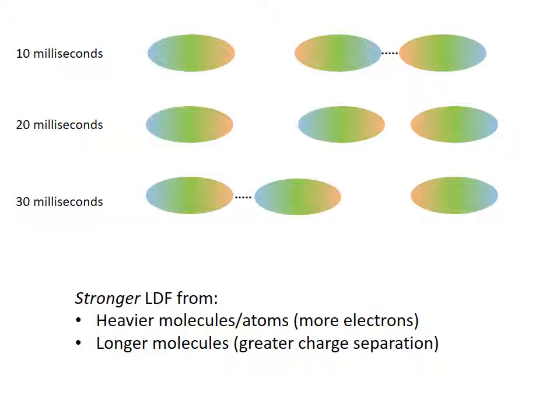Factors that lead to stronger London dispersion forces include having heavier molecules and atoms because there's more electrons to slosh around, making bigger dipoles, or having longer molecules. A longer molecule allows greater distance to separate those charges, and greater charge separation leads to stronger dipoles. The stronger the dipole, the stronger the London dispersion force.